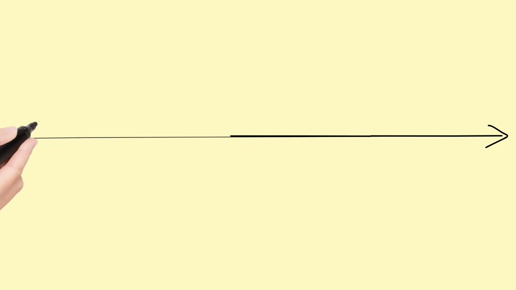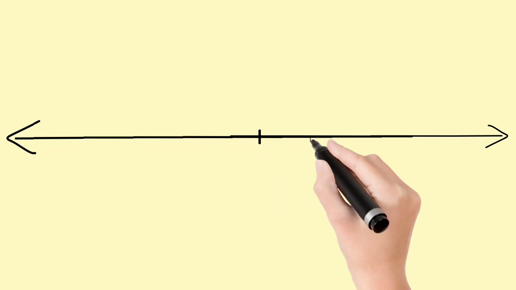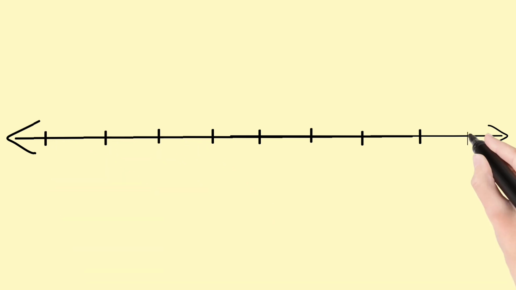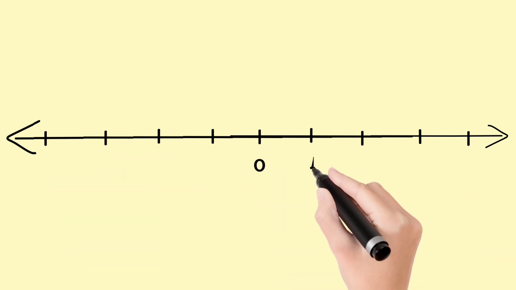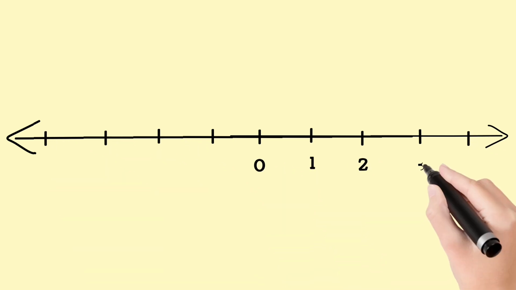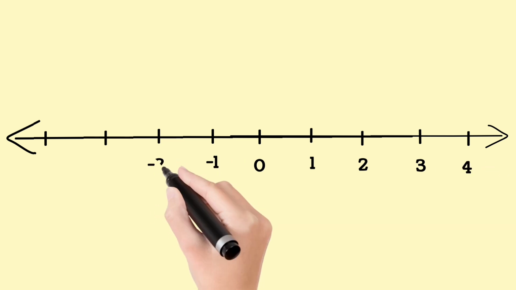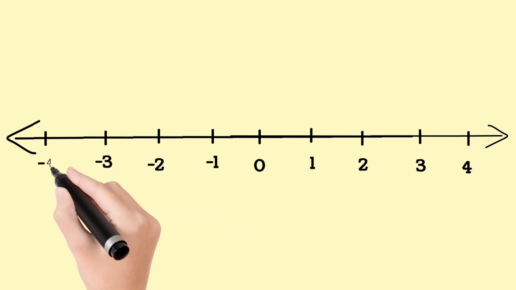Take a number line with an arrow on both sides. Now divide it in an equal scale of 1, then mark 0 in the middle, then 1, 2, 3, 4 on the right side of the origin, and -1, -2, -3, -4 on the left side of the origin.